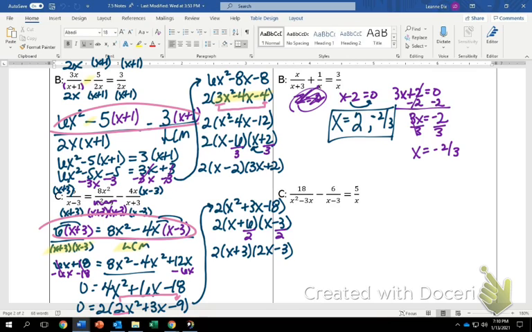Each piece is going to be set equal to 0, and you should get negative 3 and a positive 3 over 2. And this is our answer. Actually, we do have one extraneous solution here. We can't actually have 3.